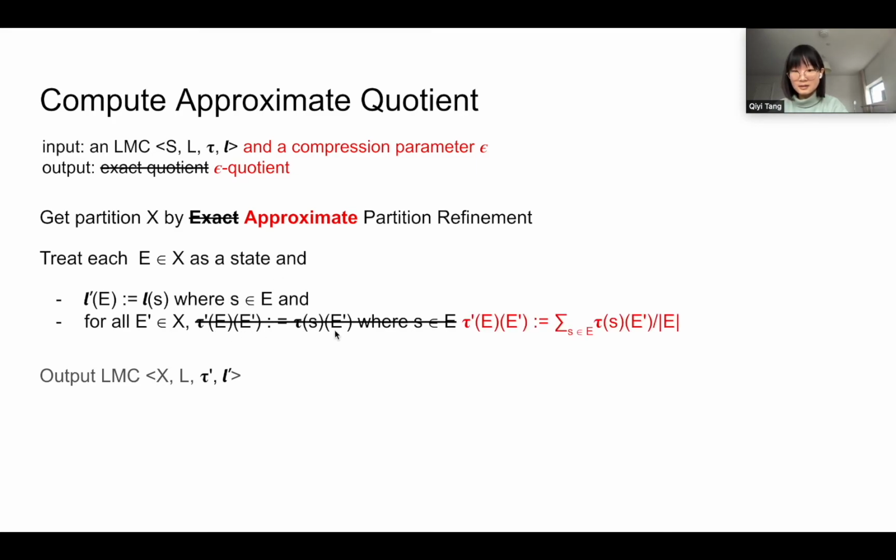However, since we do not have that for all states in a set of the partition, that the distributions over the partition are the same, instead, the probability from E to E prime will be set to the average probability from S to E prime over all states S in E. And now we have the new labels, and we have the transition probability function, and we can output this LMC as the approximate quotient. And we have proved in our paper that actually this LMC would be an epsilon quotient of the input LMC.